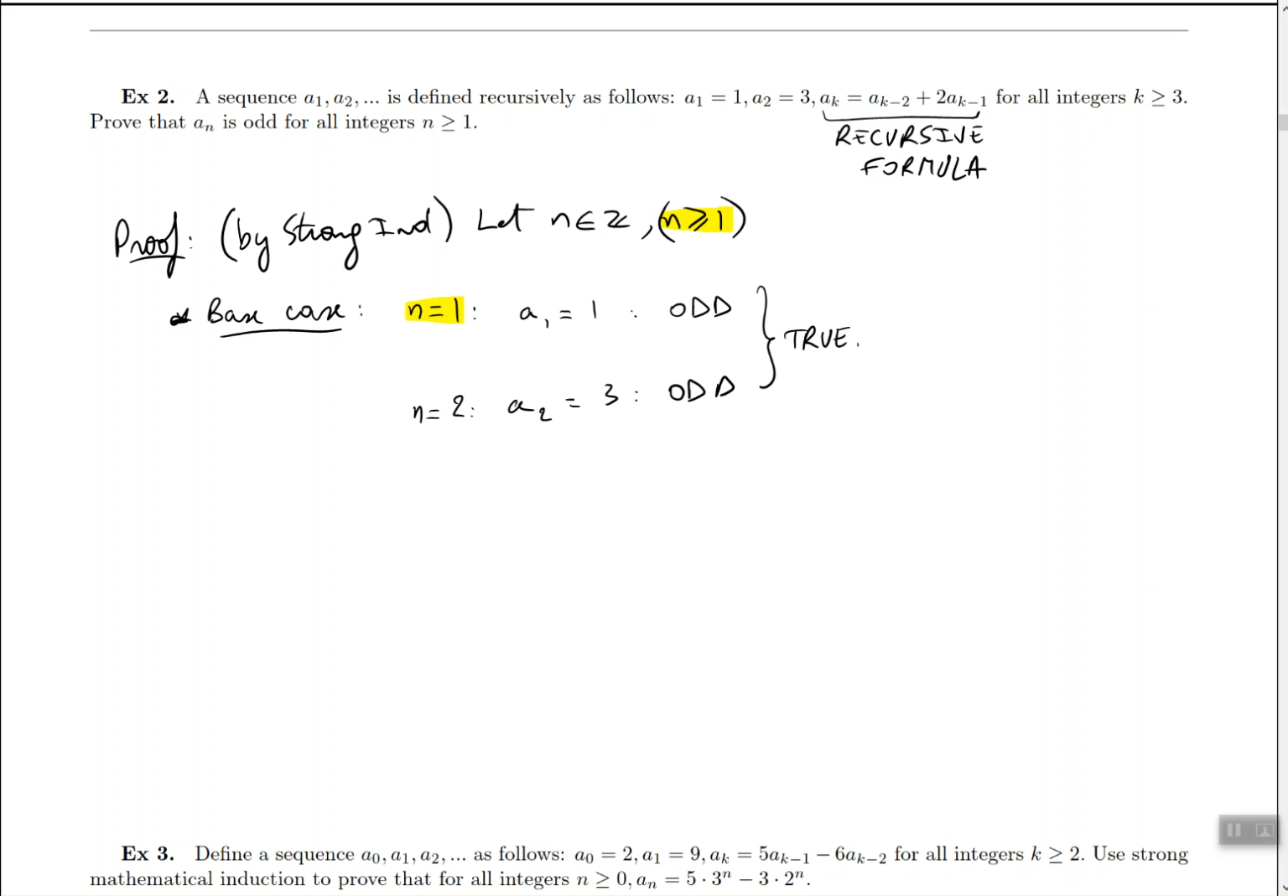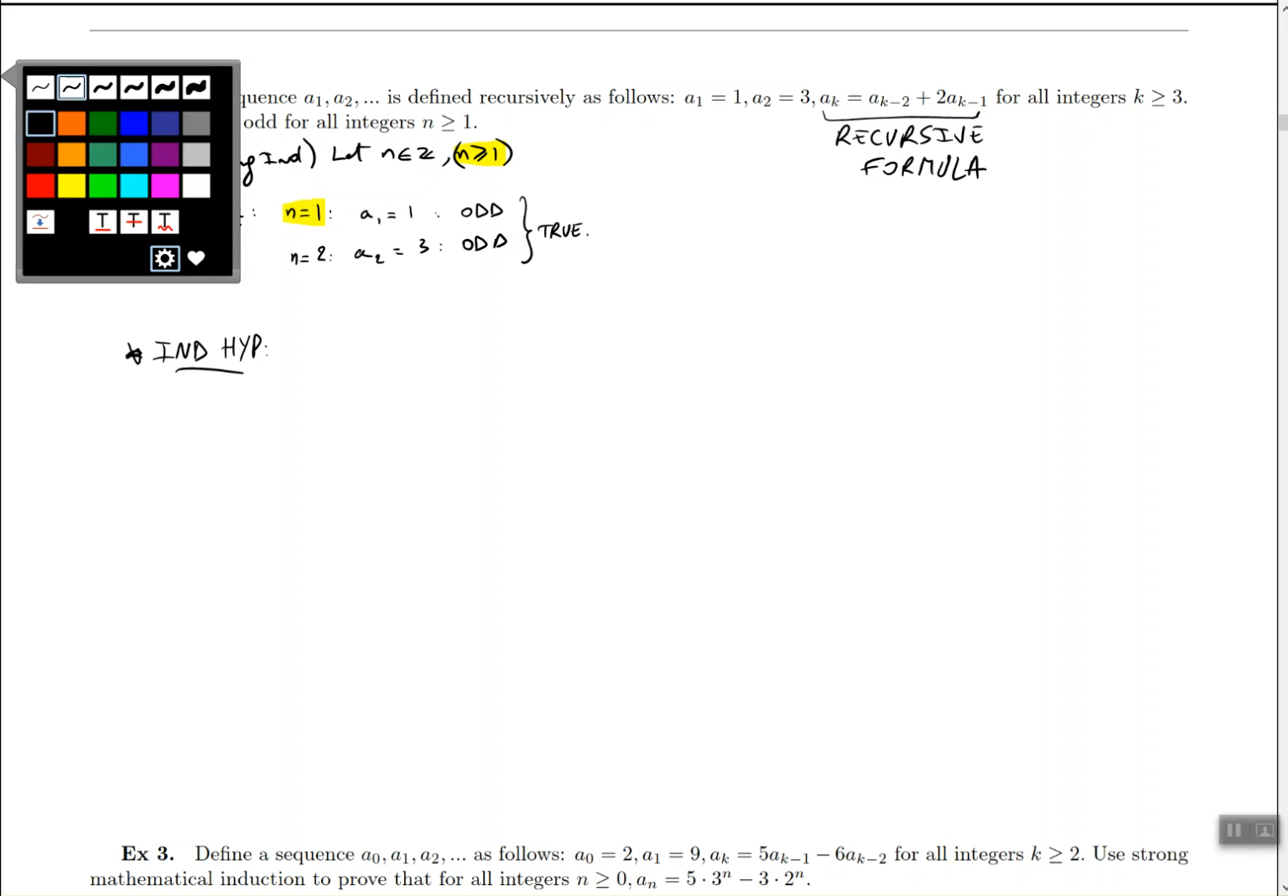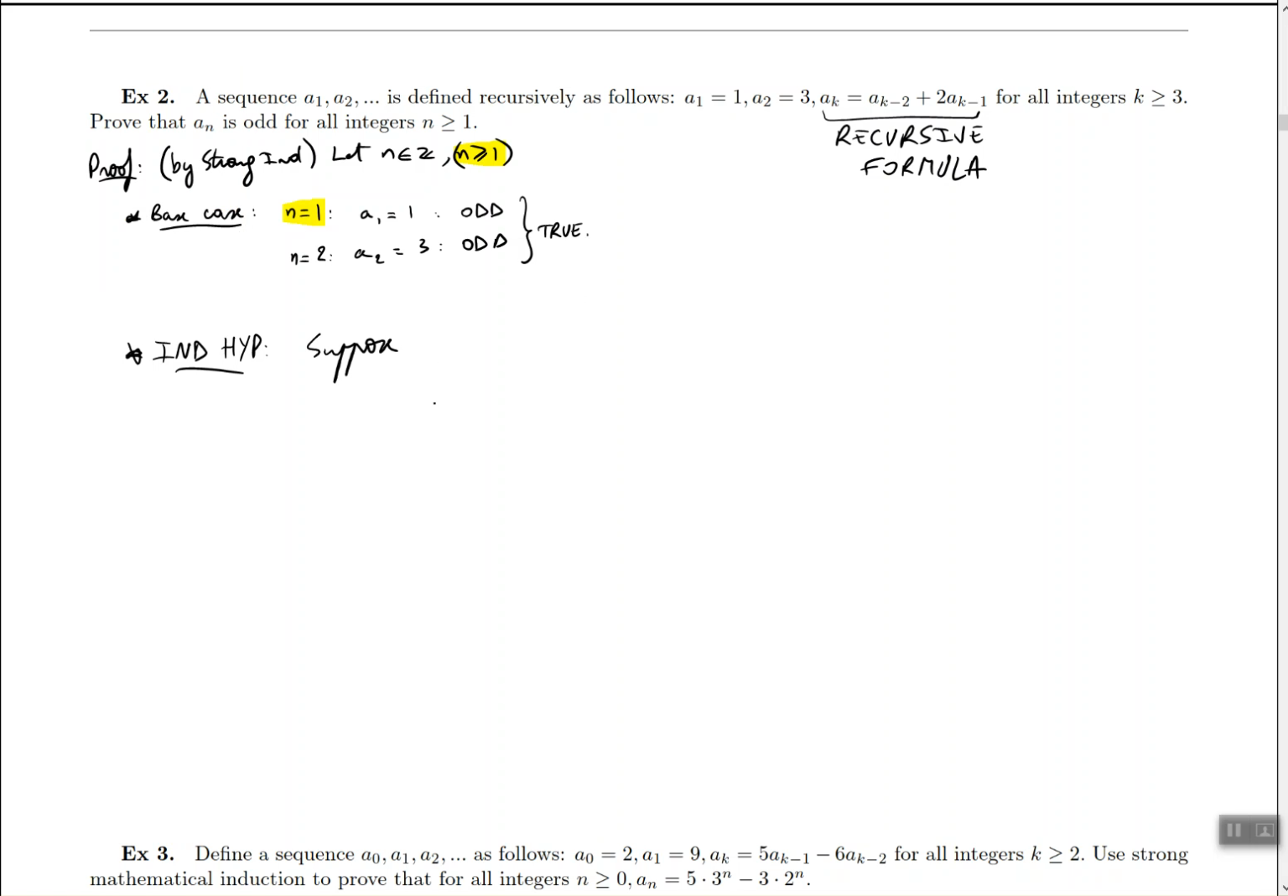So let's take a look at how we do that. For the inductive hypothesis, we're going to say, suppose that the theorem is actually true for the following. Suppose that an is odd, that's the theorem, for any integer n that goes from 1 to some number k, where k is some integer. So basically we're saying, suppose the first k terms are odd, and we're talking about the aks that you get from this recursive formula. We would like to show that the ak plus 1 term in the sequence is also odd. That's our goal.